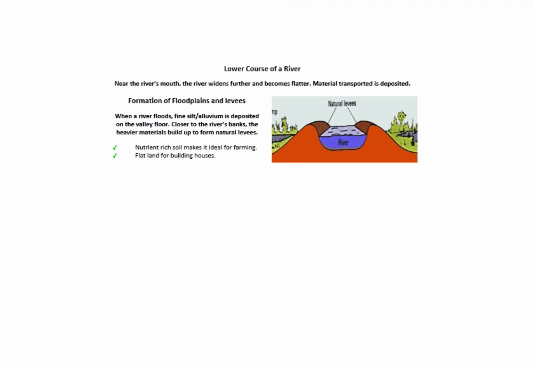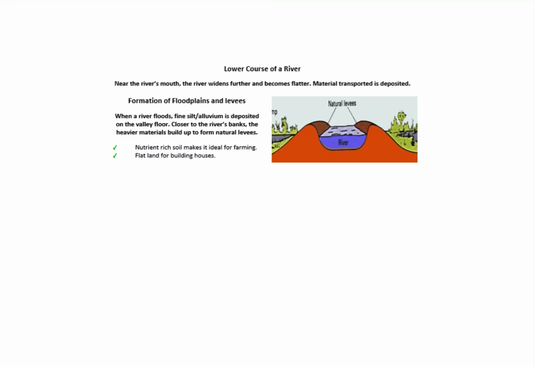So you can see levees in the diagram. These happen when the river floods, so that material is deposited on the valley floor, normally closer to the banks. The closer I am to the river, the bigger the material, and the further I move on to that floodplain, the smaller. So it's going to start to build up natural levees on either side of the river.